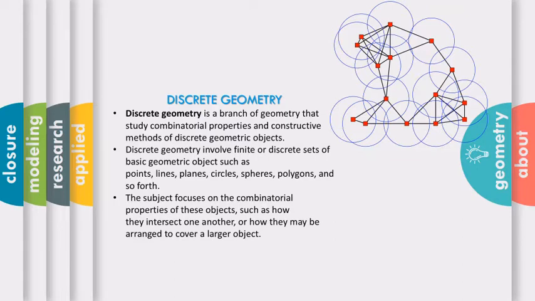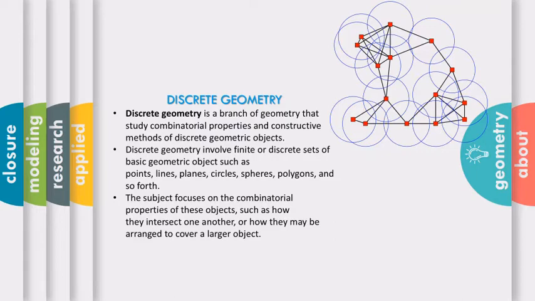The subject focuses on the combinatorial properties of these objects, such as how they intersect one another and how they may be arranged to cover a large object. Like when we connect one point to another point, we get a line. Similarly, how we combine those things and construct a larger object. All these studies come under the discrete geometric part.